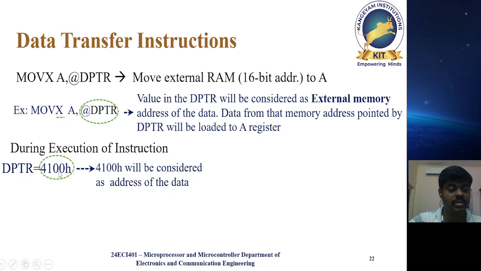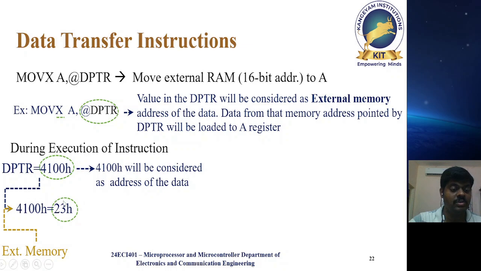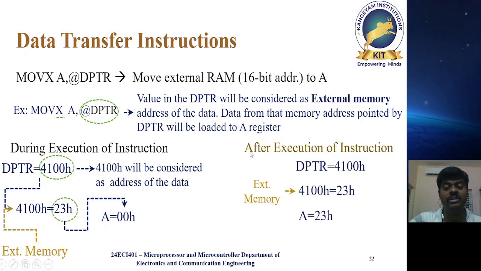Suppose DPTR is having 4100. So 4100 will be considered as the address of the data. Note that it is an external memory location. If that memory location is having the value 23, that will be moved to the A register. So after the execution of the instruction, A will have the value 23, which means the value has been fetched from the external memory location.